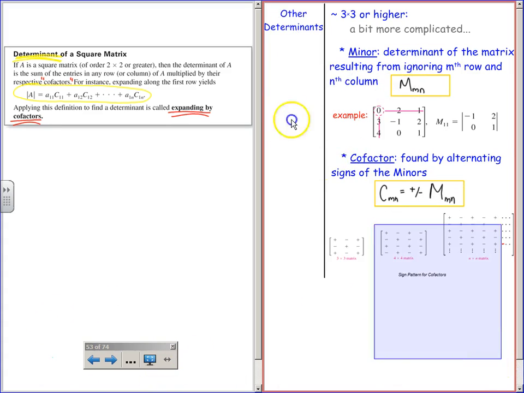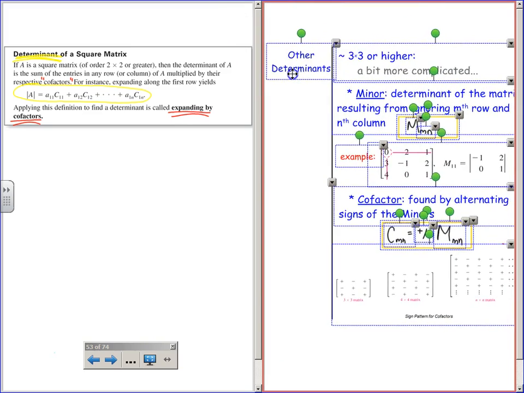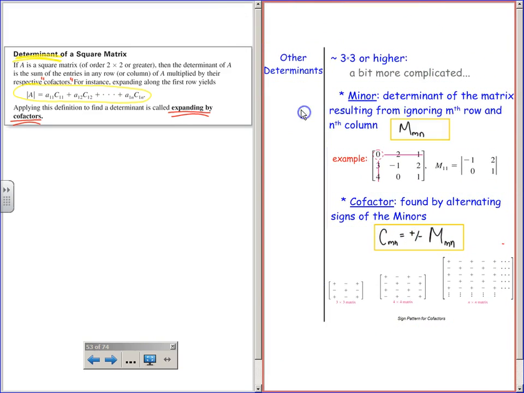All right, other determinants. What works every time? 3 by 3s or higher are a bit more complicated. What did I mean? Well, this is how this formula gets used. If you notice, there is no adding or subtracting right now, no plugging in, but this does end in who or what or how to find C, which is what we're missing. So here's the dealio. To find C, we have to talk about M, because C is defined by M. Oh, well, that's hard. Okay, so to find the C in that formula, we have to talk about M, minors.